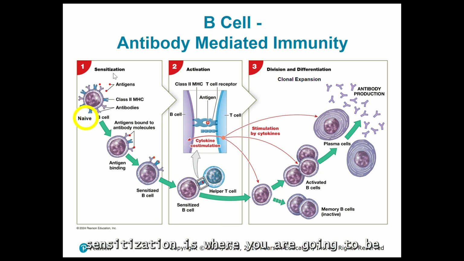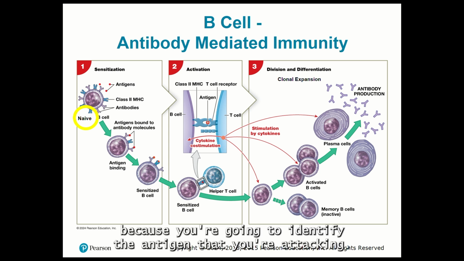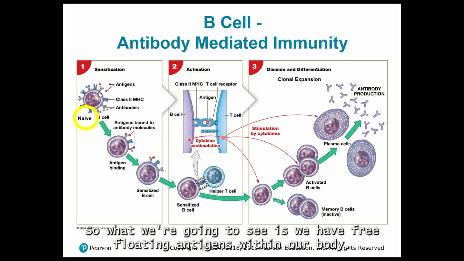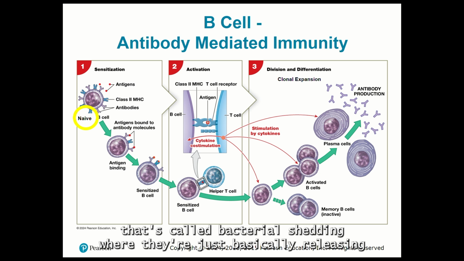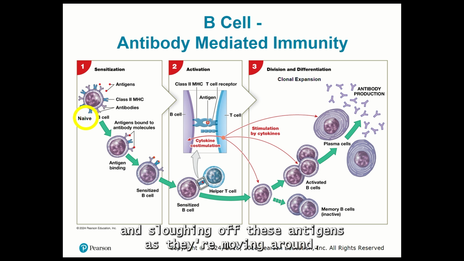Sensitization is where you are going to be first activating that B cell because you're going to identify the antigen that you're attacking. So what we're going to see is we have free-floating antigens within our body. They're free-floating because bacteria do this thing that's called bacterial shedding, where they're just basically releasing and sloughing off these antigens as they're moving around, and so you're getting these pieces of antigens everywhere.